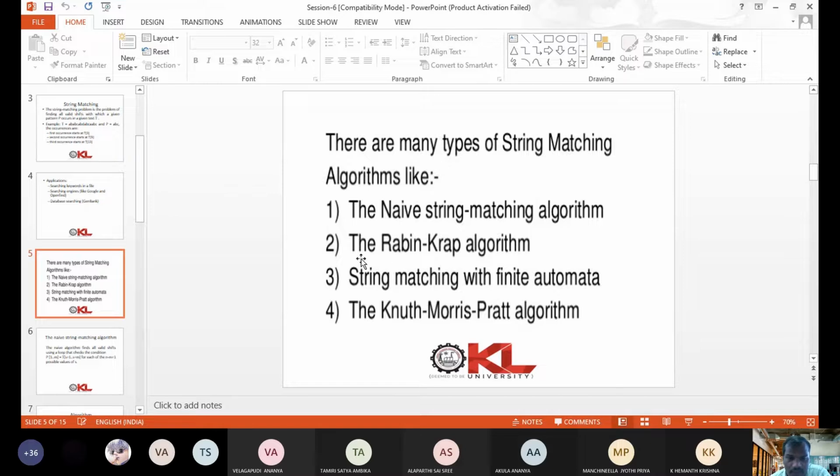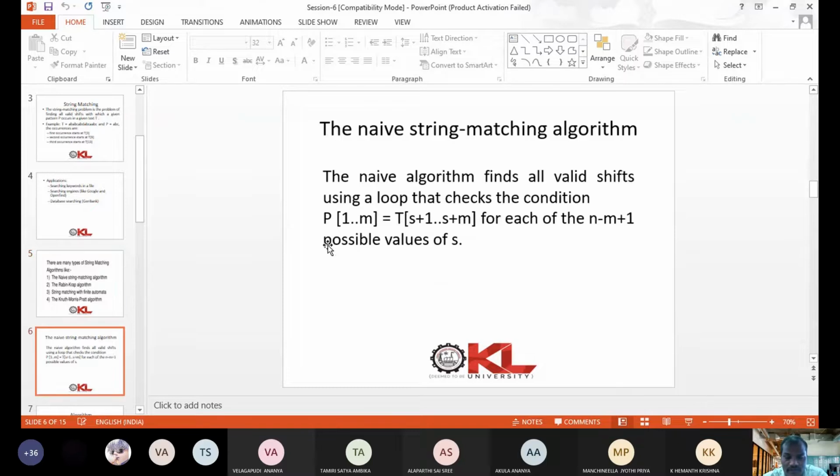In your skilling, you are asked to implement string matching with finite automata and the Knuth-Morris-Pratt algorithm. But as part of our theory, we will cover the first two algorithms, that is the naive approach and the Rabin-Karp string matching algorithm. So first we will look into the naive approach for string matching.